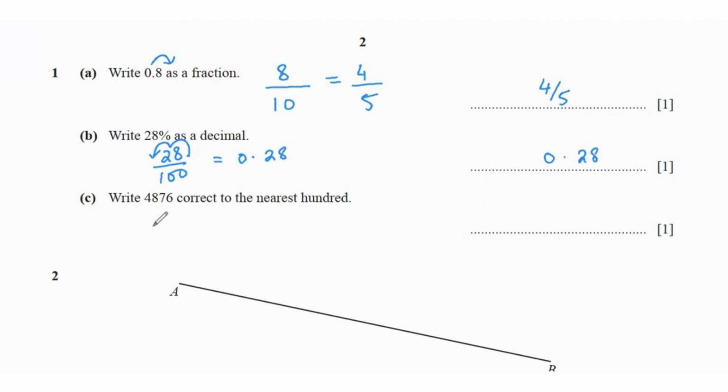Then it says write 4,876 correct to the nearest 100. So that's basically 8. We have to round 8 with respect to the number on the right-hand side, which is 7. Since 7 is greater than 5, that means 8 will become 9. That's going to be 4,900.